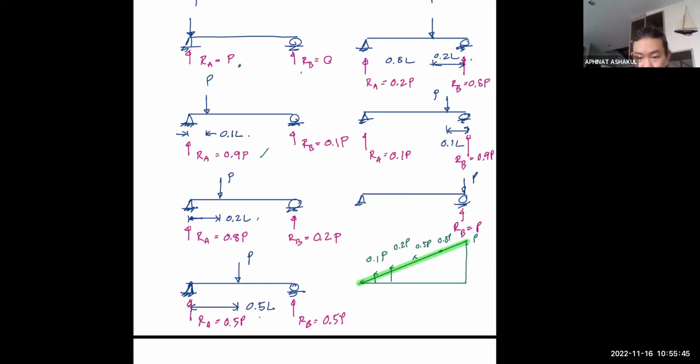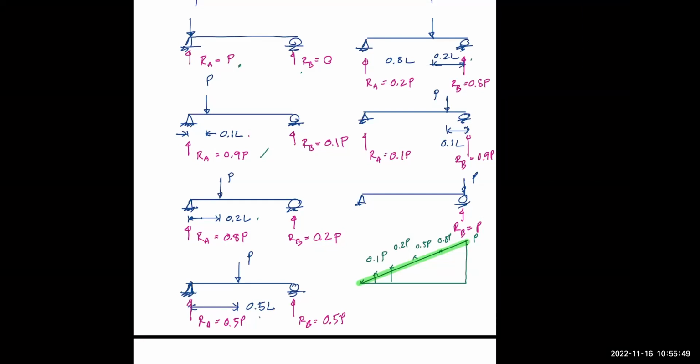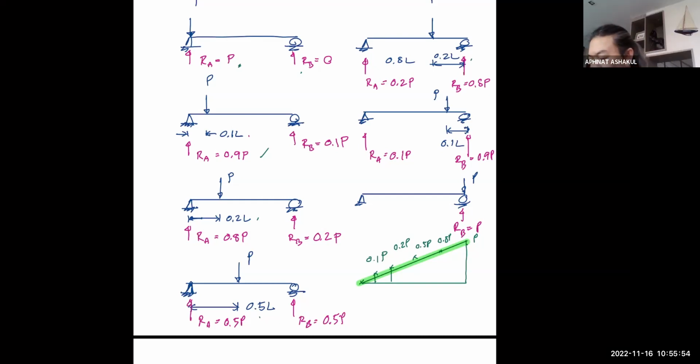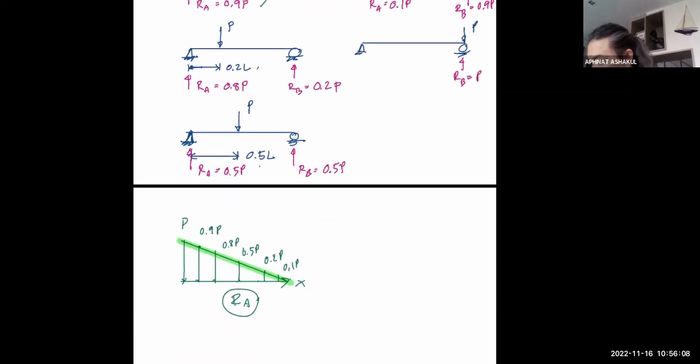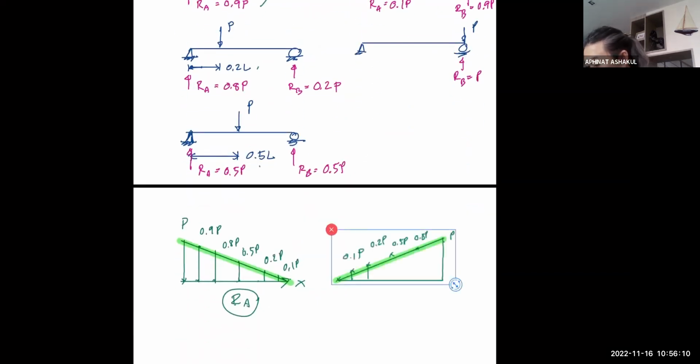So are we okay on this one? Yes. Anyway, right. So let's move this here so that we can now focus on the graph. All right. So this is the magnitude of RB when the load is along the beam.